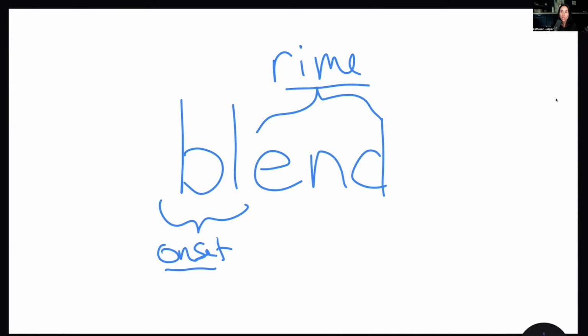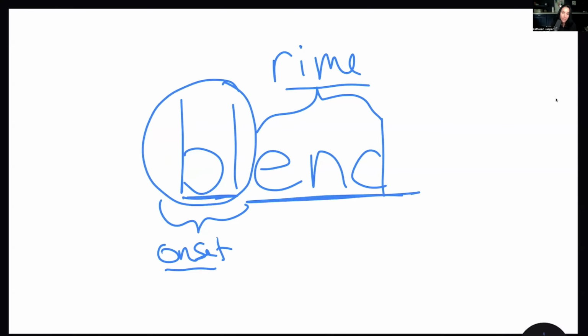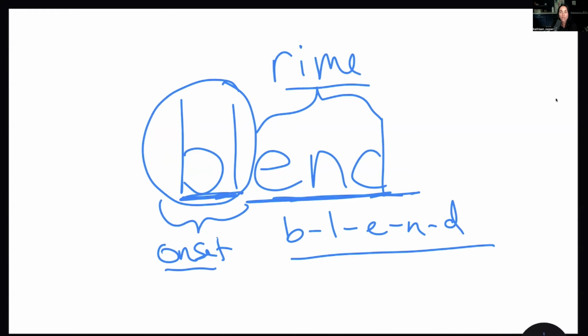This is also a phonological awareness activity because we are talking about sounds and words, but we are breaking them up by bigger chunks, in terms of the blend here, the bl and the end, onset and rhyme. Whenever you see onset and rhyme, it's a phonological awareness activity. If I were to break this up by individual sounds, b, l, e, n, d, that would be phonemic awareness. But when we break up by onset and rhyme, that's phonological awareness.